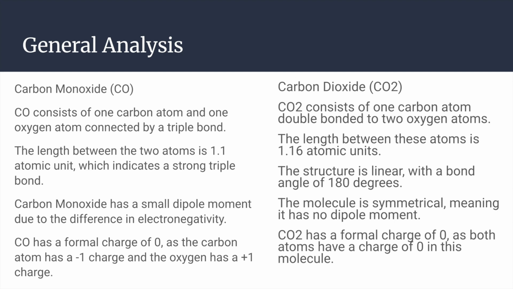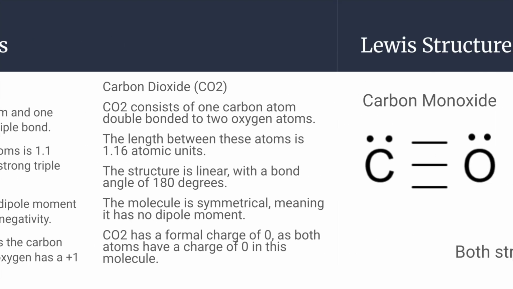a +1 charge. Carbon dioxide, on the other hand, consists of one carbon atom double bonded to two oxygen atoms. The length between these atoms is 1.16 atomic units. The structure is linear with the bond angle of 180 degrees. The molecule is symmetrical, meaning it has no dipole moment. CO2 has a formal charge of 0, as both atoms have a charge of 0 in this molecule.